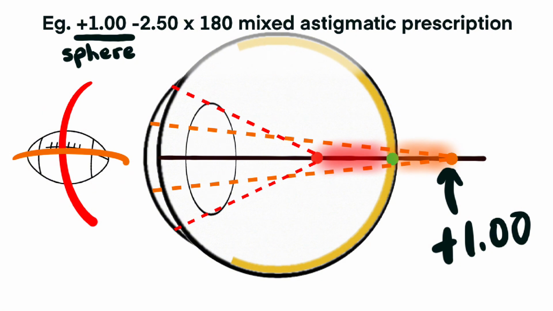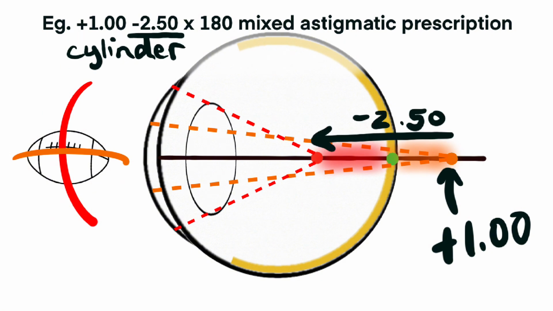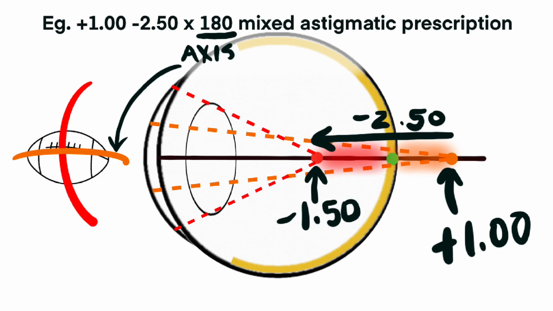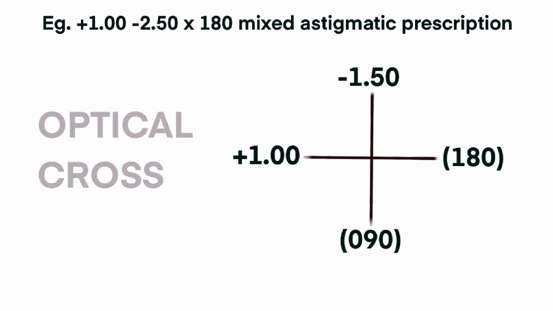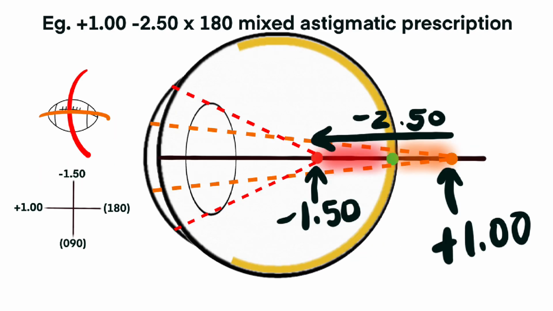+1 is the spherical power and represents one of the 2 focal points. -2.50 represents the additional power, in addition to the spherical, or cylinder at the other focal point. In this case, +1 minus 2.50 equals -1.50. The axis of 180 degrees describes the radial position where these powers are located. Optical crosses help us to visualize this. Now, putting it all together and taking a look at our example.